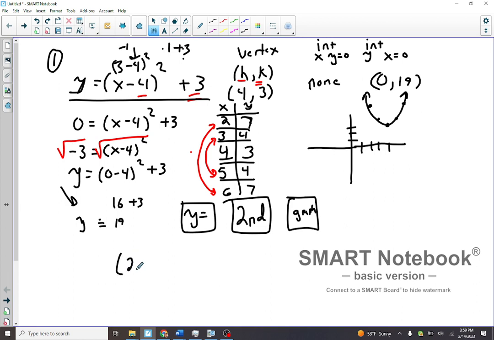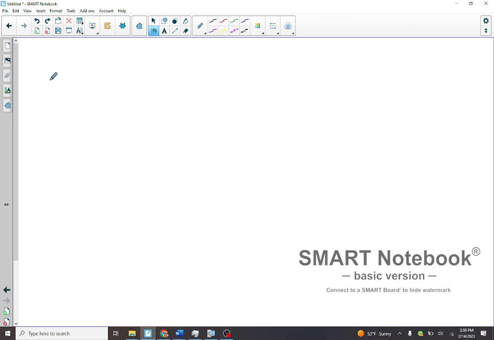I would do 2 minus 4 squared plus 3. Negative 2 squared plus 3. Okay. Yeah. You literally just plug it in for x. So nothing tricky on that. All right. Another graph in the quadratic, but it looks like this.